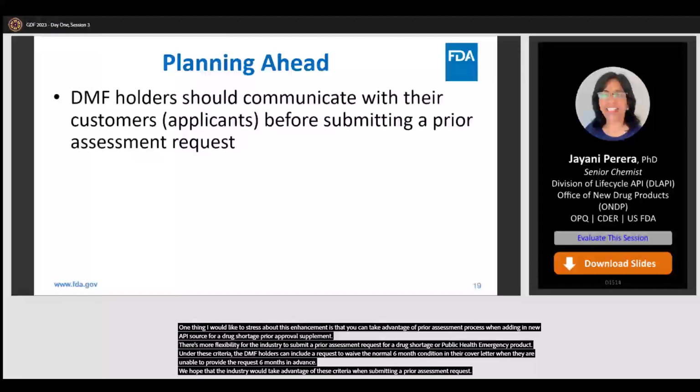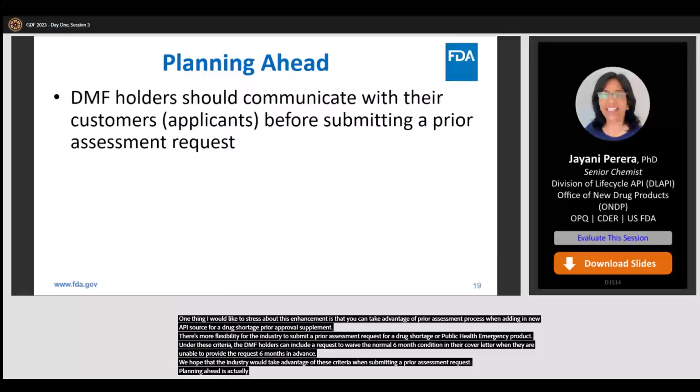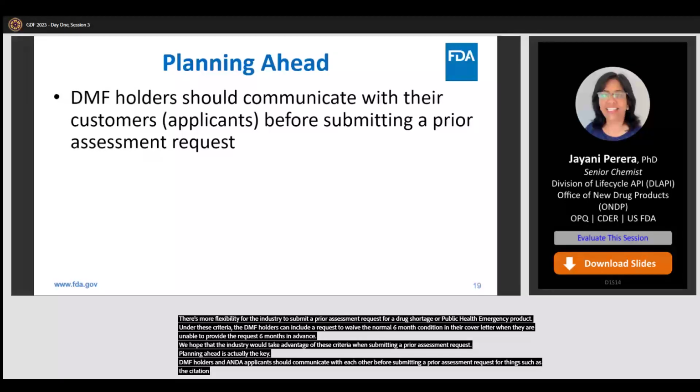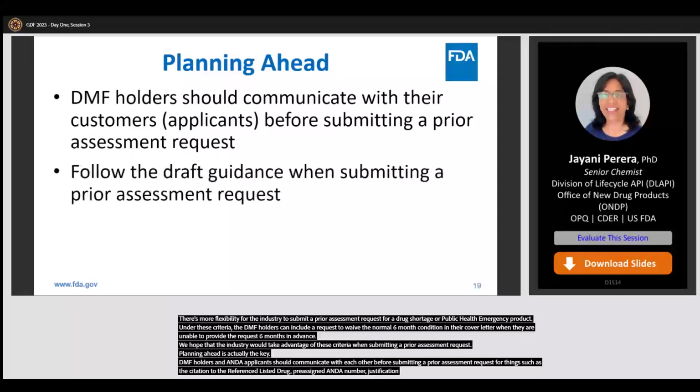Planning ahead is actually the key. DMF holders and ANDA applicants should communicate with each other before submitting a prior assessment request for things such as the citation to the reference listed drug, pre-assigned ANDA number, justification statement, and the ANDA plan submission date.